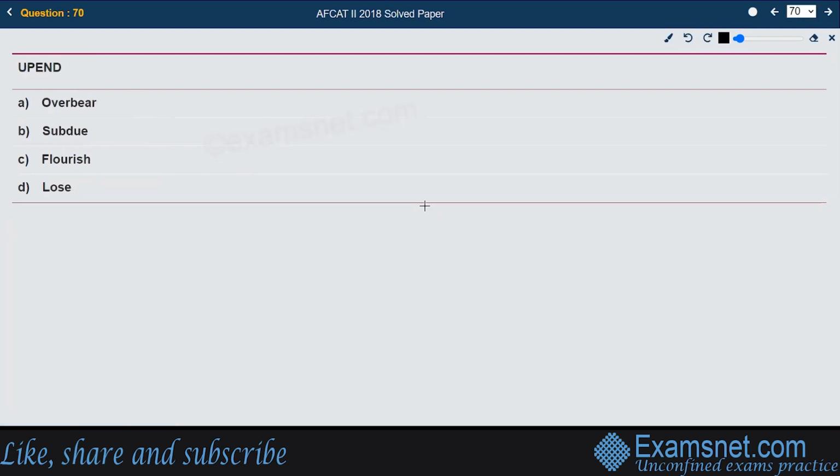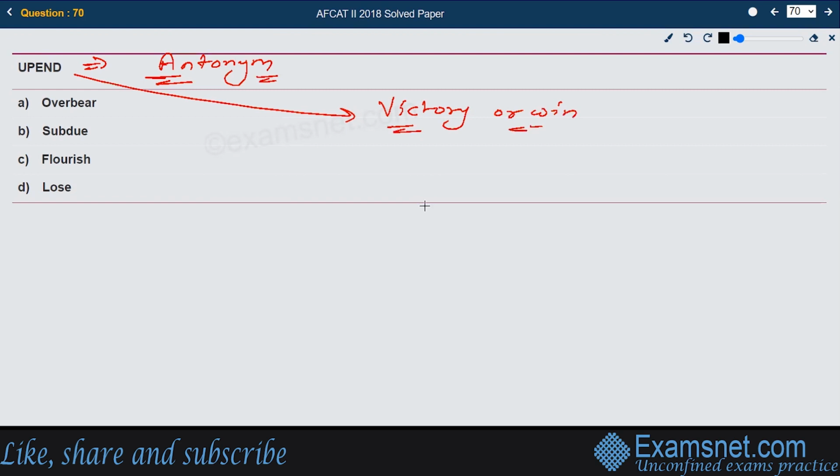Next, upend. Let us know the meaning of this. What we are supposed to do in this question is find the antonym of this word, that is, the opposite word. So we need to know the meaning of upend first. The word upend means victory or win. So any word that gives the opposite sense, that is of losing something or defeat, should be the right antonym for the word upend.